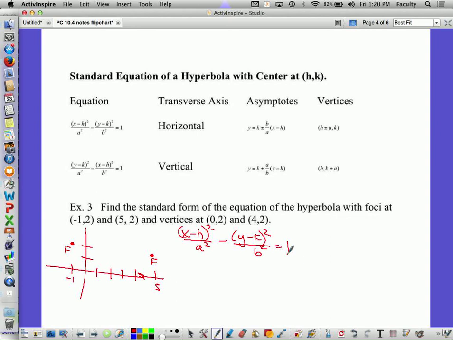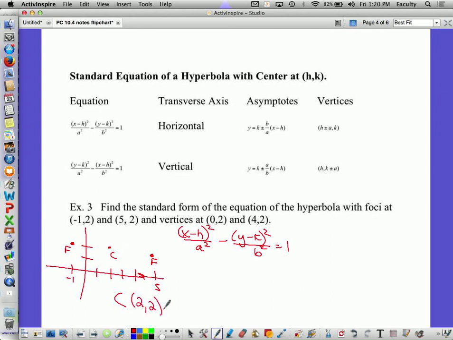What other piece of information do we know just plotting the foci? We know something else. Anybody? What's in the middle of the two foci? Oh, the center. We know the center. So here we go. Let's count in. 1, 2. So the center's right here at 2, 2.